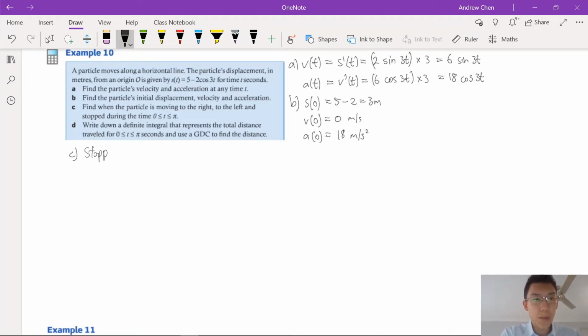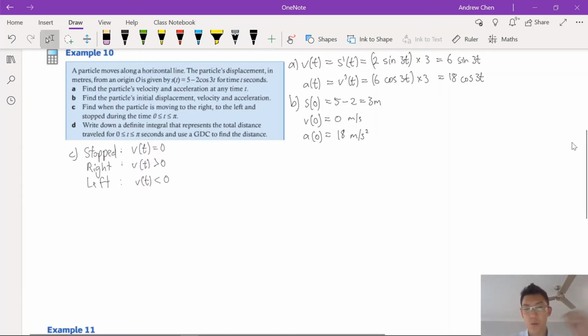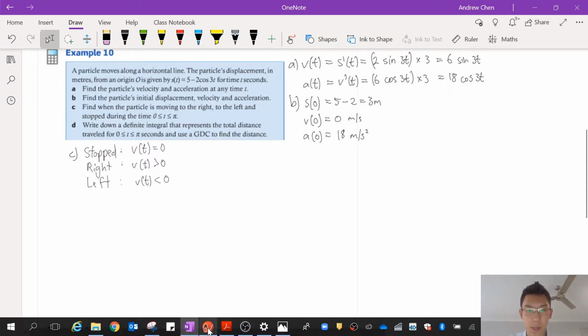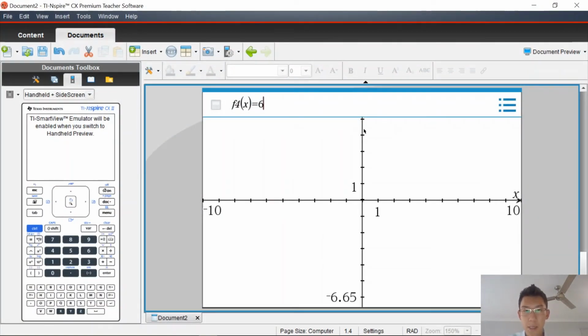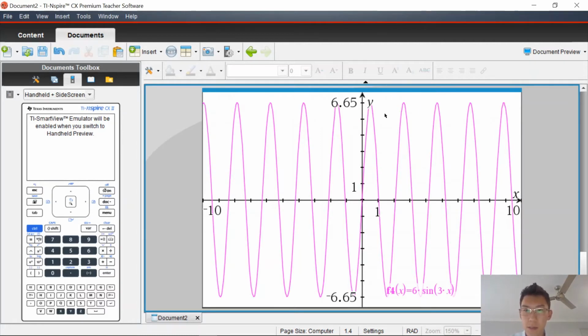when it's stopped, all right, think about what this means. Velocity is 0. So when it's moving to the right, velocity should be positive, and if it's moving to the left, that's when the velocity function is negative. So we should graph the velocity function first on the calculator. So 6 sine 3t, or 3x, that'll give it to us.